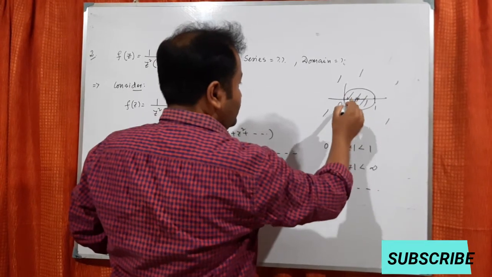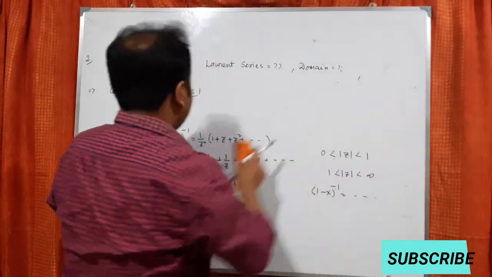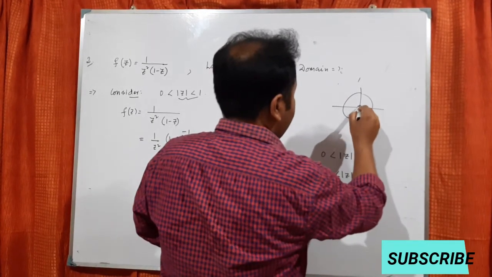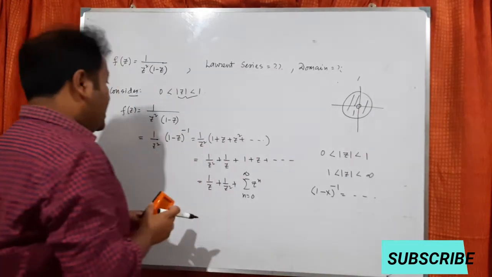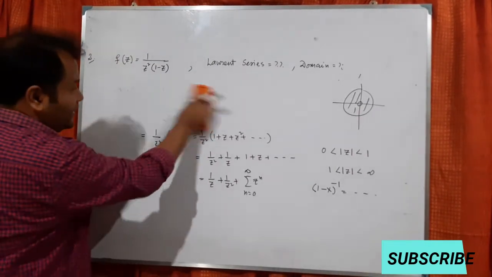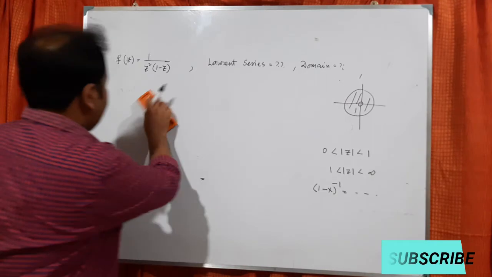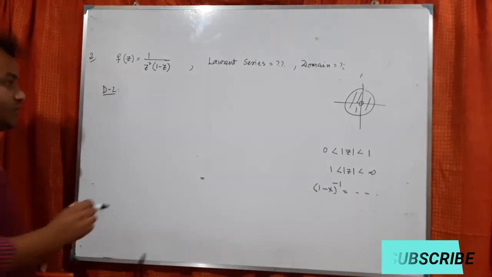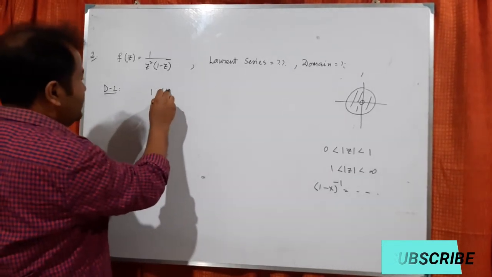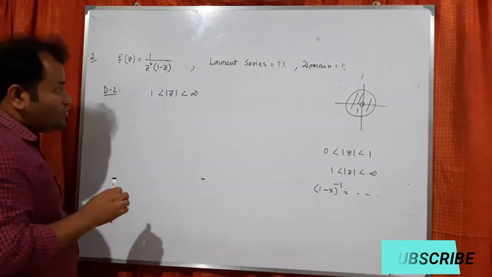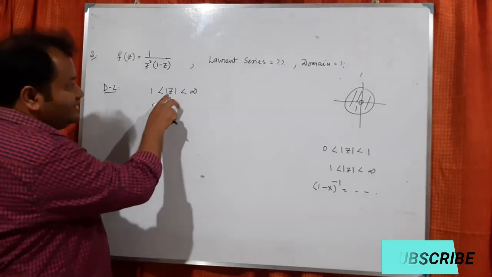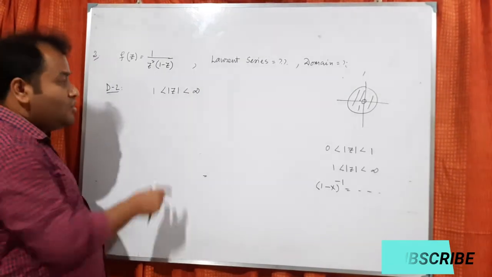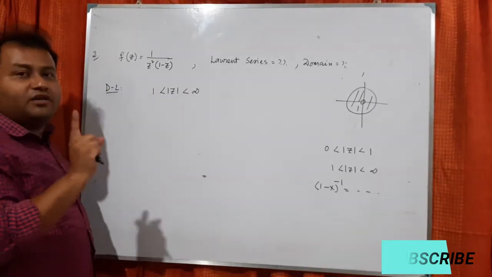0 to 1 means like this; this point will be excluded, so this portion. Now if I go for the second domain, domain number 2, that is 1 less than mod z less than infinity. From this one I can understand that for z going to infinity, there is no point of doing anything because I can't show it is less than 1. So this portion will be important for us.